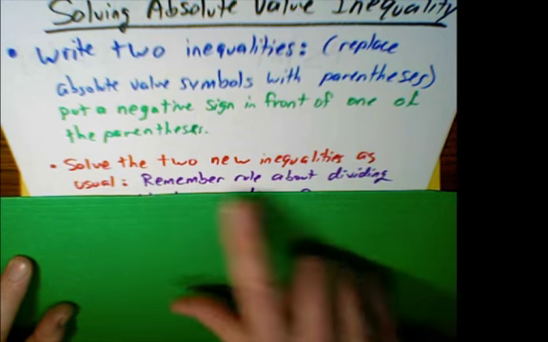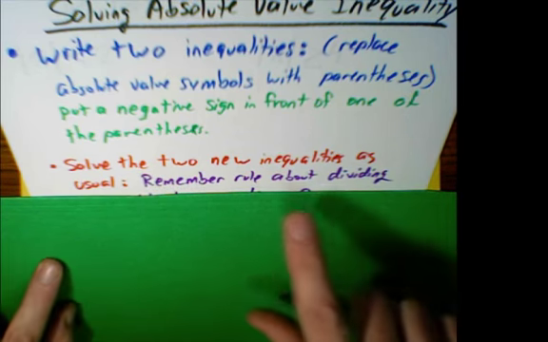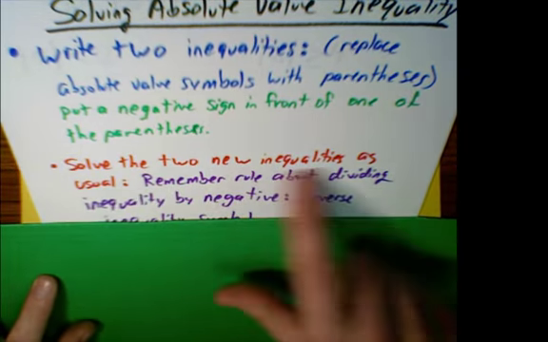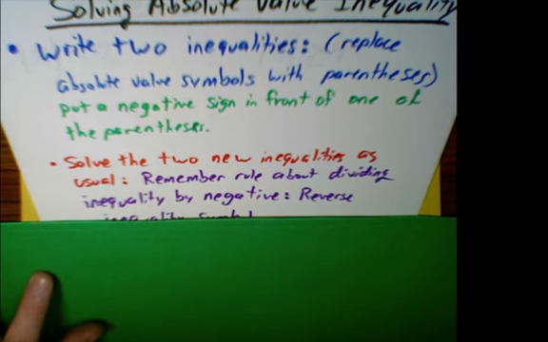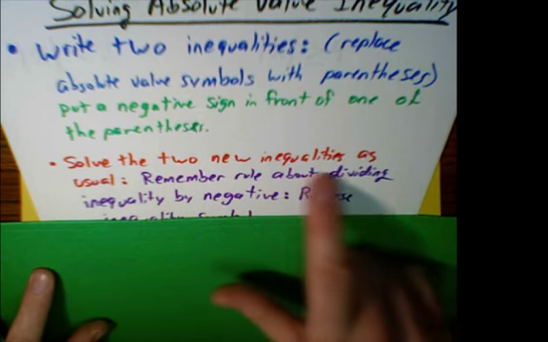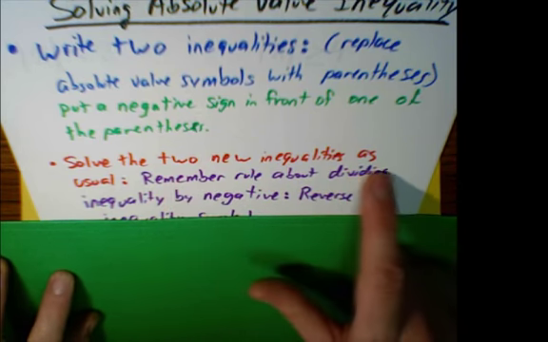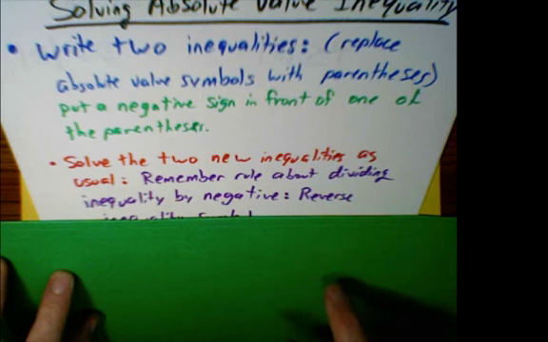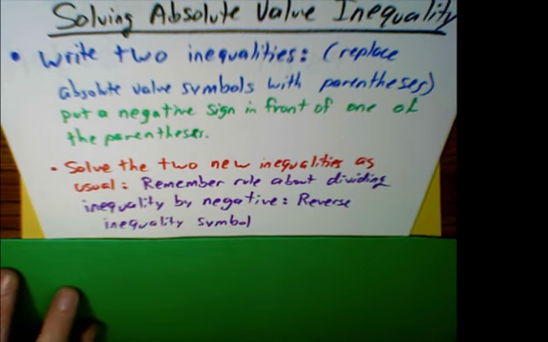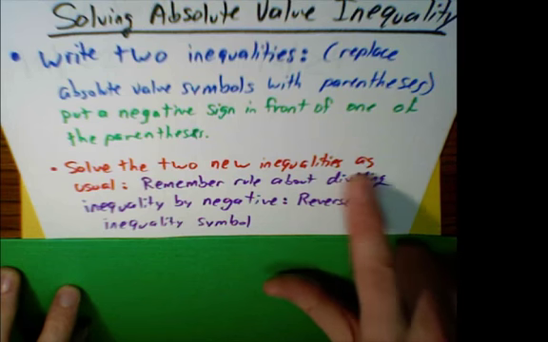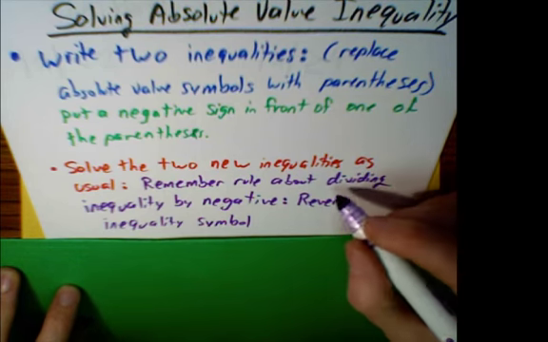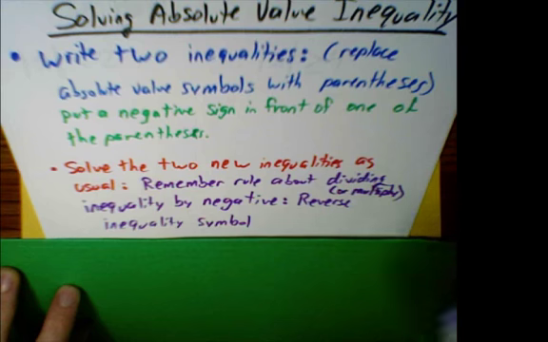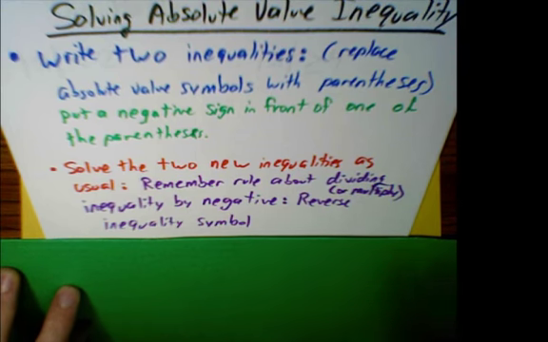Then you're going to solve the two new inequalities as usual. But be careful, because there's a negative sign in front of one of these, you're going to have an issue with dividing an inequality by a negative. So please remember this rule. And the rule is not a new rule, it's an old rule. When you divide or multiply an inequality by a negative, you reverse the inequality symbol. I should have written divide or multiply. When you divide or multiply an inequality by a negative, reverse the inequality symbol.